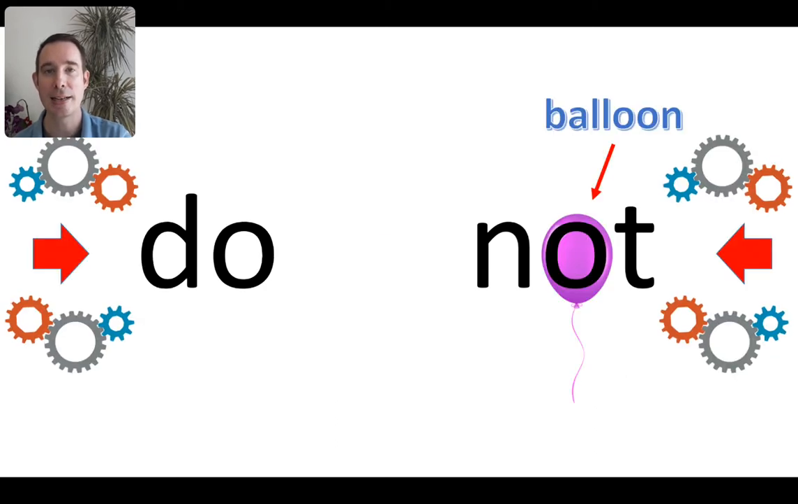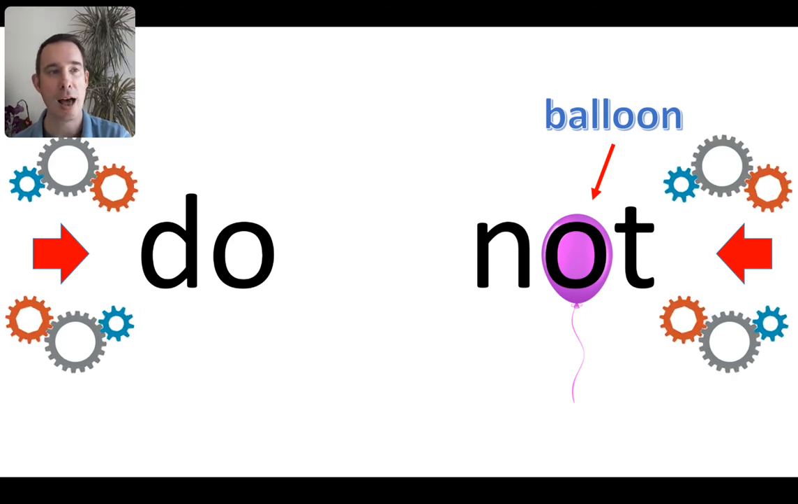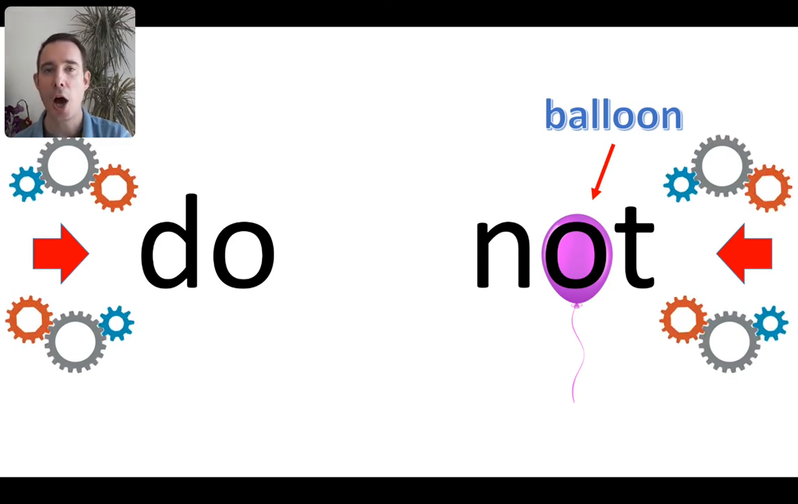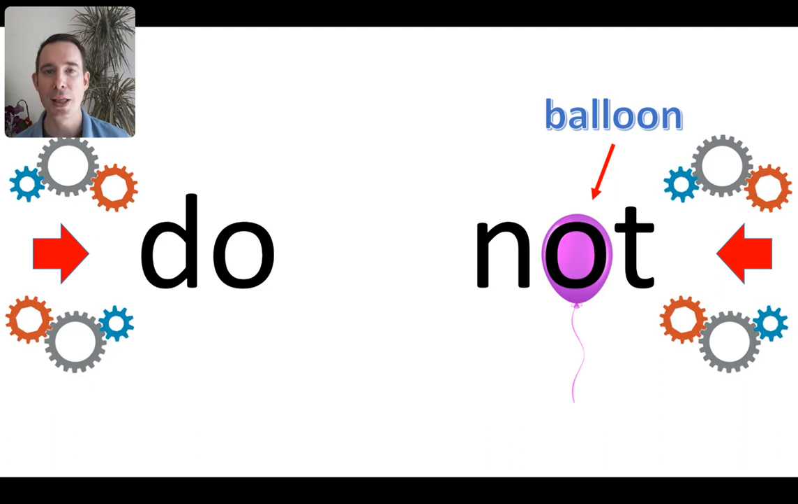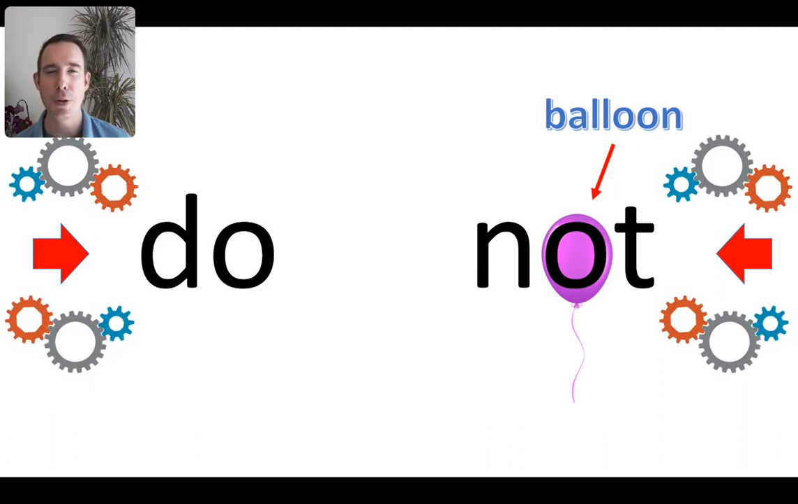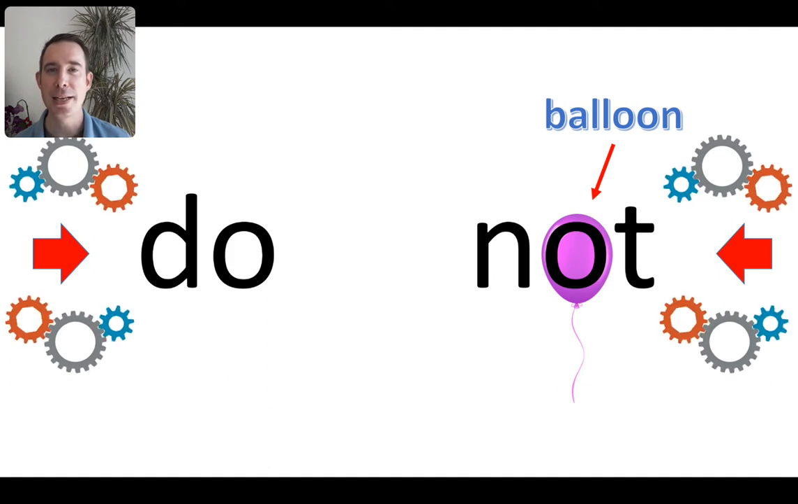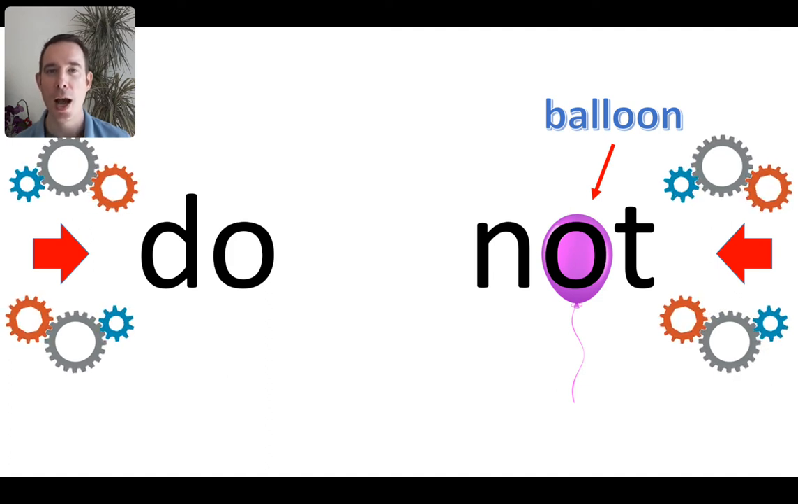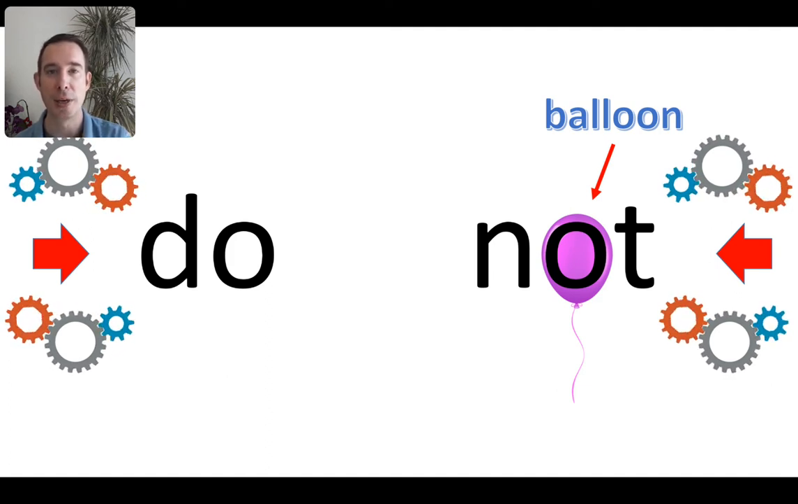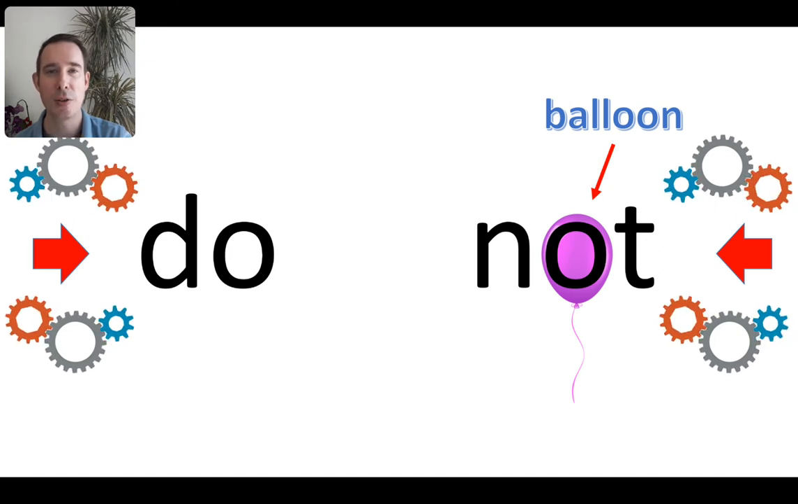Now, I like to think about the not, the negative. The O kind of reminds me of a balloon, and you can see it if you use your imagination. When I put it into my contraction machine, I'm going to squish that balloon and make it pop. And we're going to do that together.